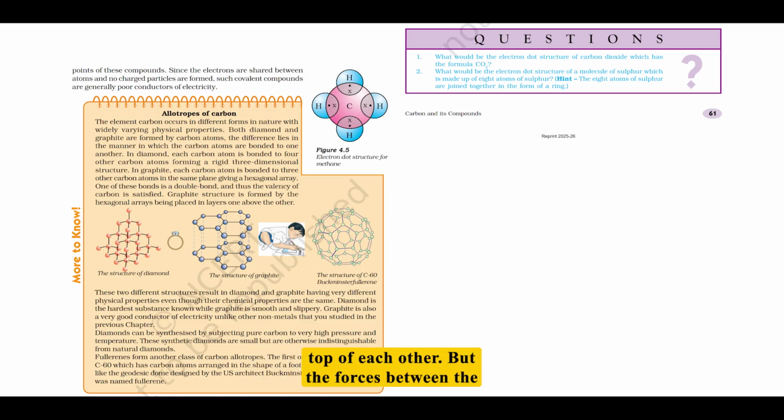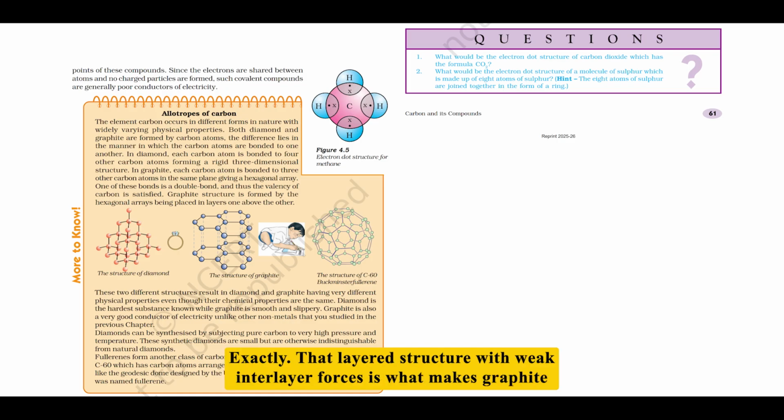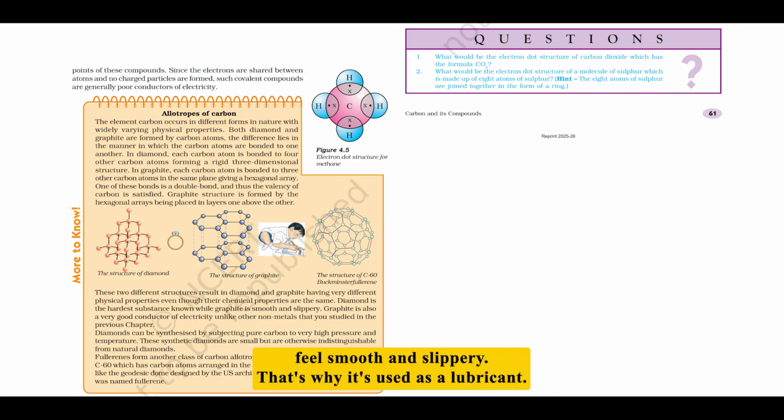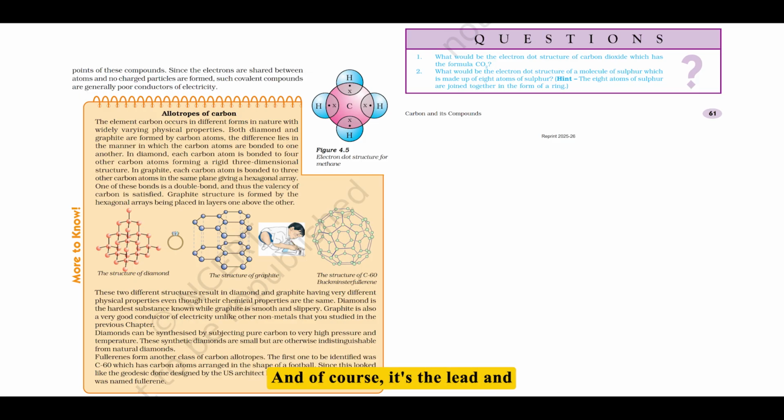Okay, flat sheets of hexagons. Yes. And then, these flat layers are stacked on top of each other. But the forces between the layers are much weaker. Think of stacking sheets of paper. So the layers can slide over each other easily. Exactly. That layered structure with weak interlayer forces is what makes graphite feel smooth and slippery. That's why it's used as a lubricant, and of course, it's the lead in pencils, where layers slide off onto the paper as you write. Right.